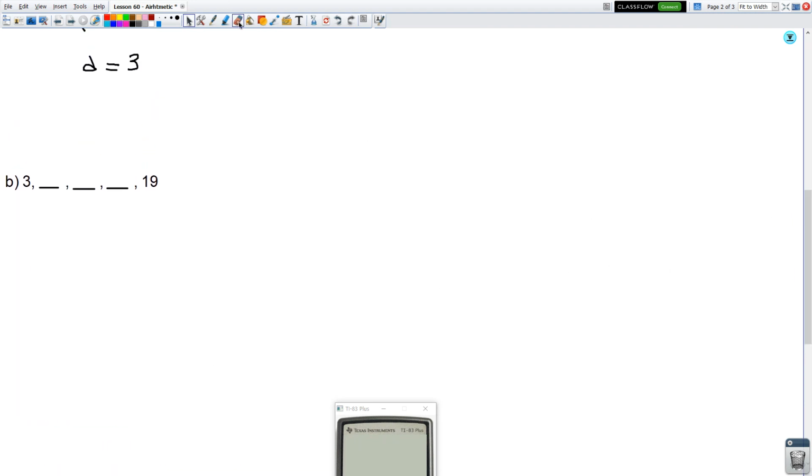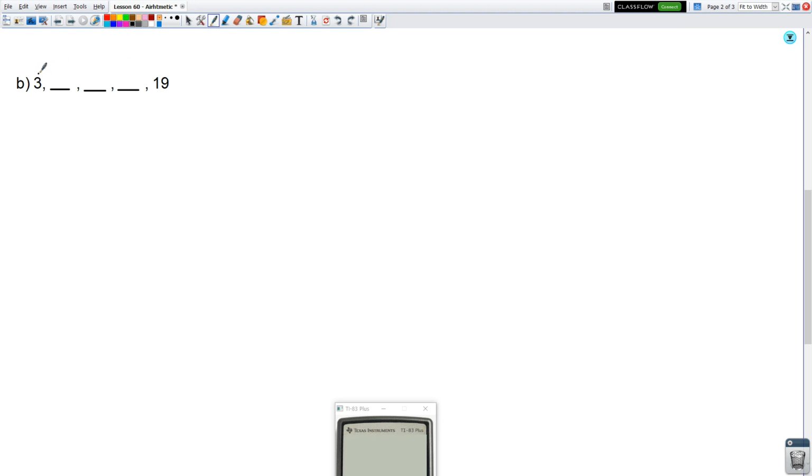If we take a look at example B, we can see the following. Well, we have the same problem. We don't know what the second, third, or fourth term is, but we do know one thing. We do know that this is an arithmetic sequence, which means that it follows a common difference. The question is, how many common differences do we need to add to reach 19?